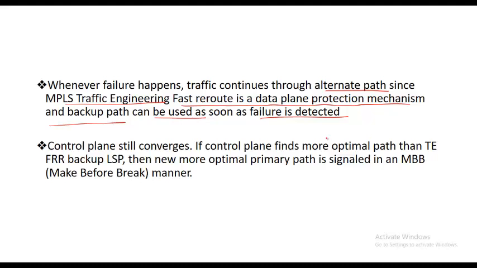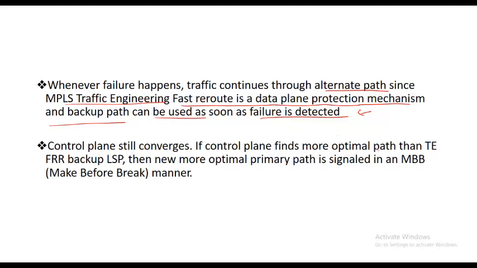If you leave it dynamic, then it will take the more optimal path when failure occurs. So in short, fast rerouting is nothing but a data plane protection mechanism. Data plane is nothing but the path taken. So if a path fails, immediately another path is taken. So here is the example.